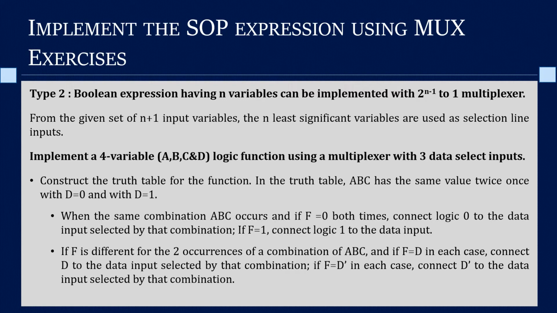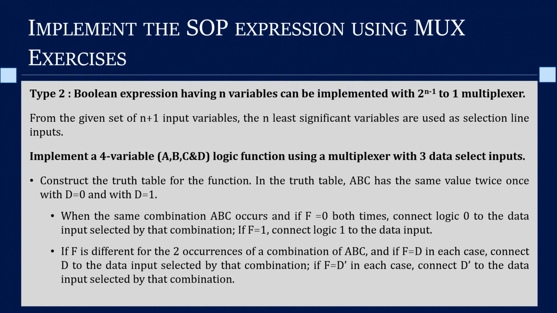So from the given set of n plus 1 input variables, the n least significant variables are used as selection line inputs. Okay. So let's look at an example. We are going to implement a 4 variable logic function using a multiplexer with 3 data select inputs. Okay, so the 4 variables are A, B, C, and D.